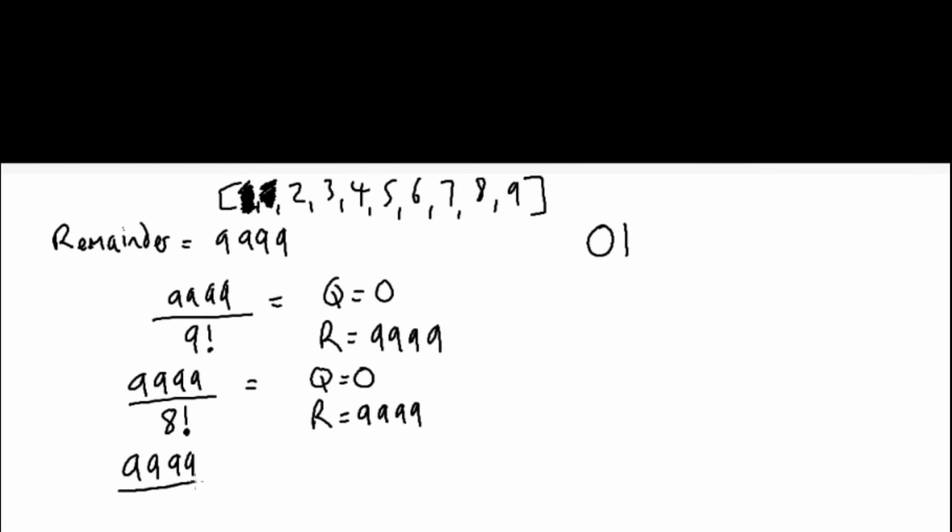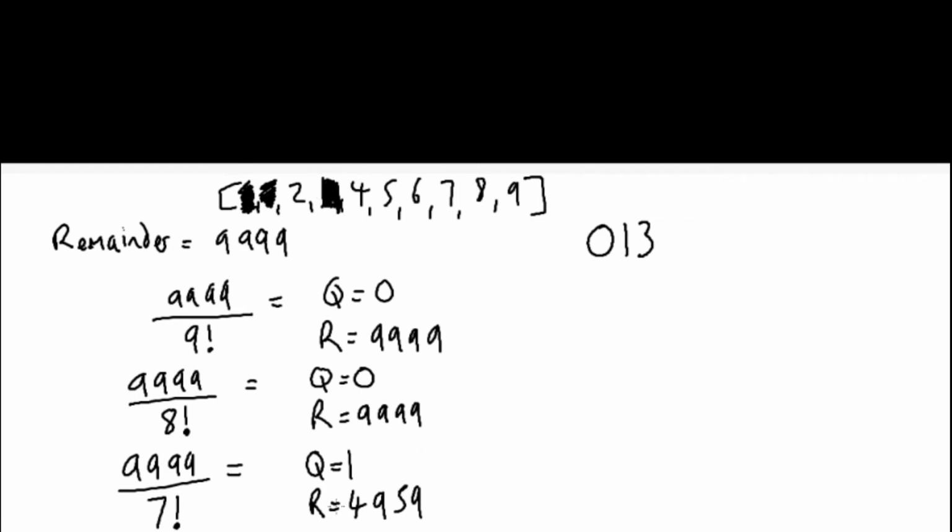9,999 divided by 7 factorial. Now this time the numerator is bigger than the denominator, so we have a quotient of 1 and a remainder of 4,959. So the quotient is 1, so we go to the first item in the array, remembering it's 0 indexed, so it will be this 3. This goes into the permutation and this is removed.